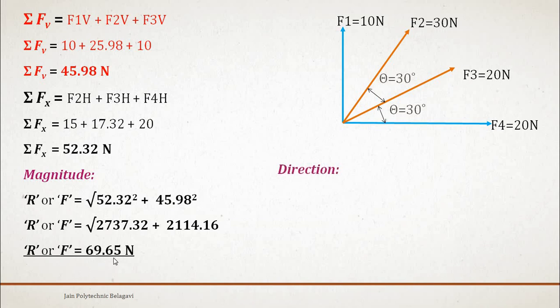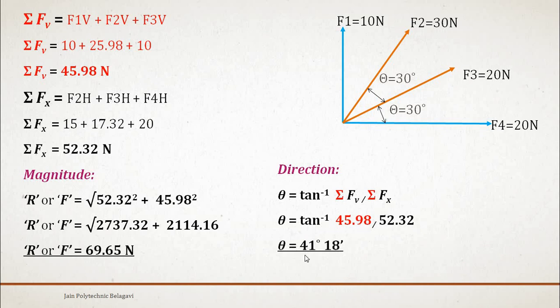Now we have found the magnitude of the resultant. In which direction the resultant force is acting, we are going to learn now. This is given by tan inverse of the summation of vertical forces divided by the summation of horizontal forces. So summation Fv is there and summation Fx is also there. These two values, 45.98 divided by 52.32, and its tan inverse gives you theta. So the resultant force is going to act at 41 degrees and 18 minutes.